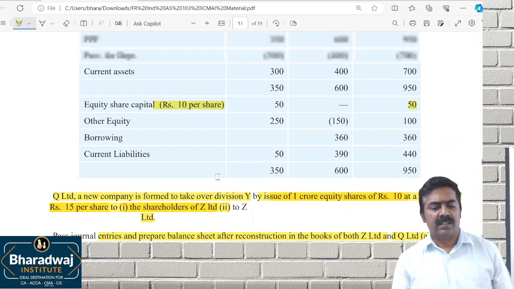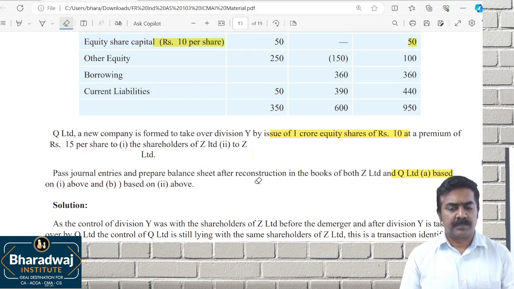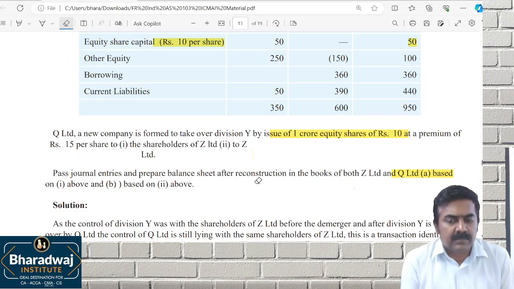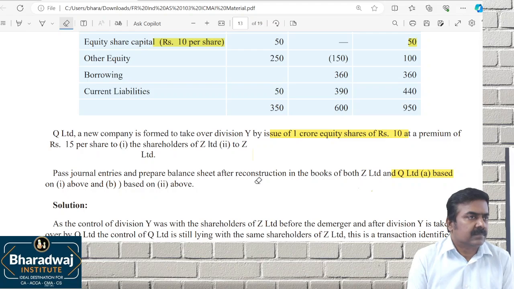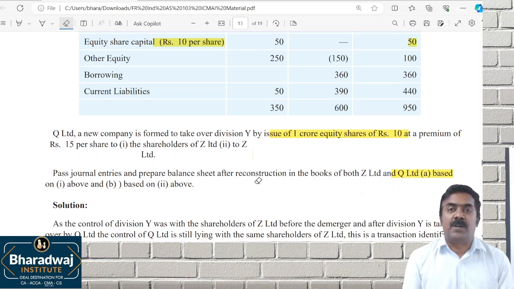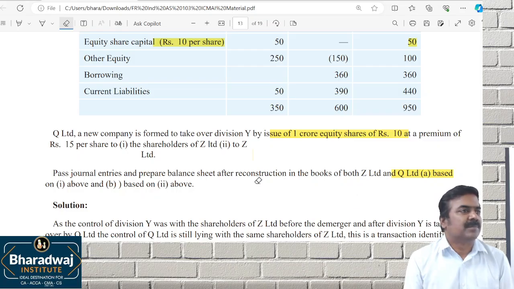Wait. Look at the first situation. To whom will the shares be allotted? Who is the new company? Q Limited. Q Limited is formed. They are allotting shares to Z Limited shareholders.